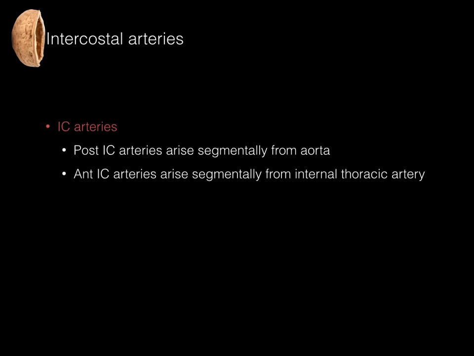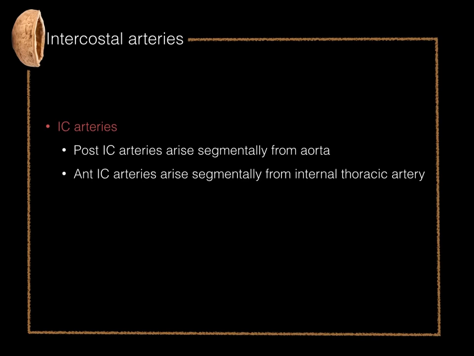So intercostal arteries in a nutshell are as follows. Intercostal arteries are paired. You have posterior intercostal arteries that arise segmentally from the aorta and fill each of the intercostal spaces, and you have anterior intercostal arteries that arise segmentally from the internal thoracic arteries, and they fill the anterior intercostal spaces. And folks, here's intercostal arteries in a nutshell.